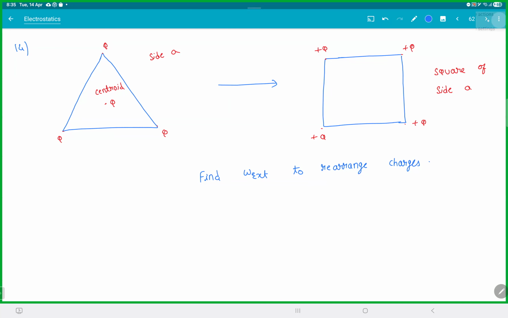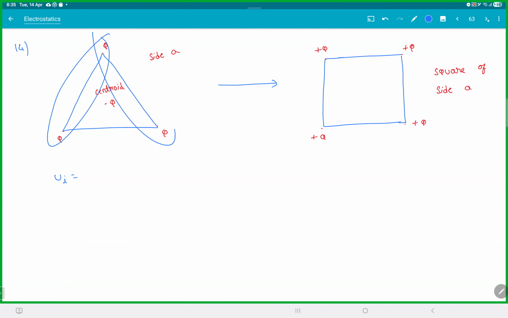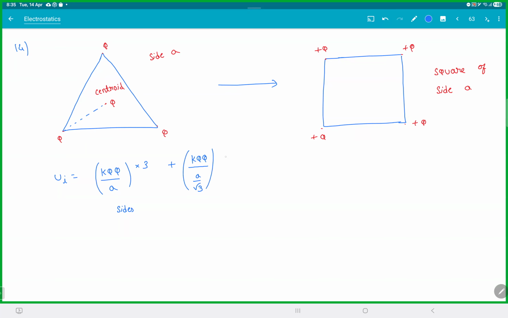Okay, so what you need to do is find the initial energy of the system. How many pairs are there? There are four charges, so 4C2, that is six pairs. There are three side pairs and three pairs with the centroid. So you have kQQ by A, three times, for the sides, plus kQQ by, remember, in the formula the denominator is r, not r squared, be careful. This distance will be two-thirds of the height, that is A by root 3, three times. This is with the centroid pairs.